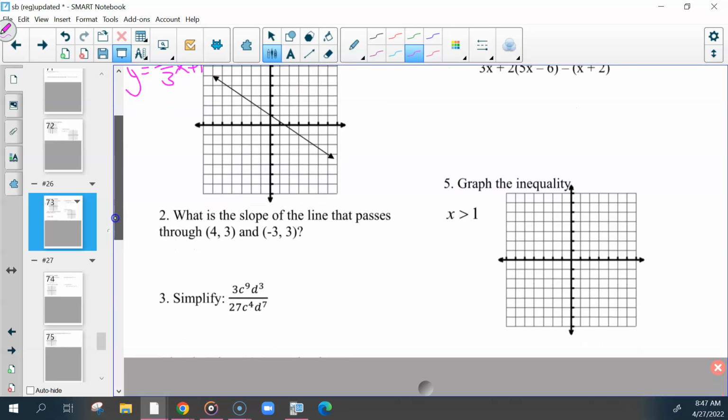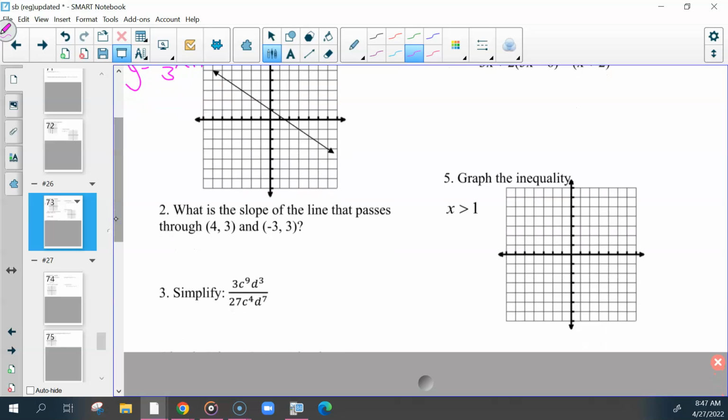Number 2, how do we find the slope? So that would be 3 minus 3 over negative 3 minus 4, or 0 over negative 7, which would be 0. And equals 0.